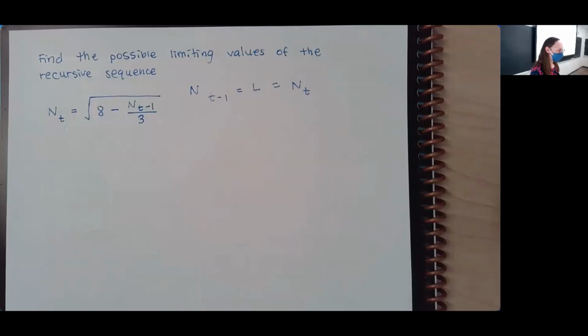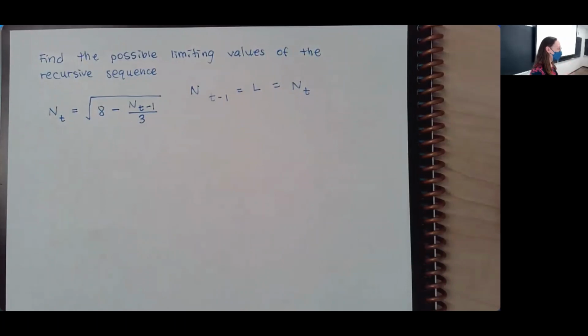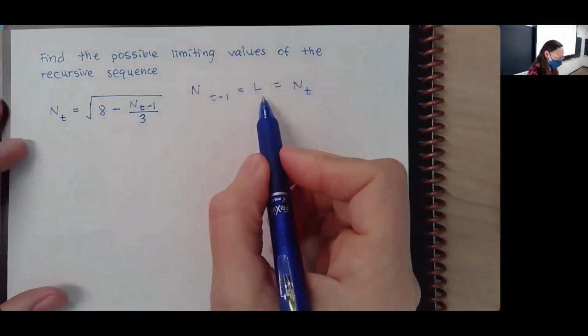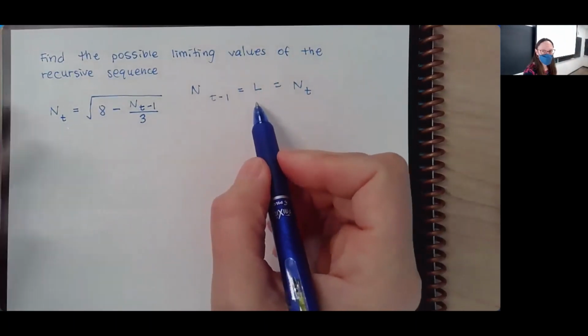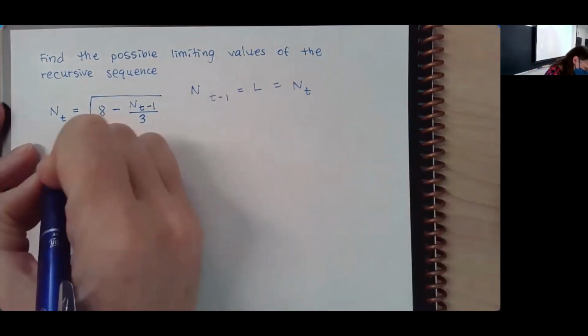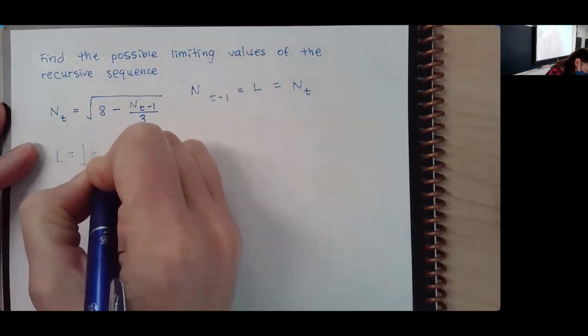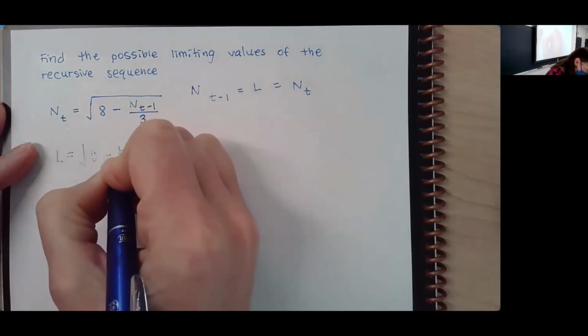Okay, but if they didn't give you that limit, like, because we have to find the limits, right? Yeah, so I don't know what the limit is. That's why I'm just calling it L. And then we're gonna try to figure out what the limit is. So I'm just gonna call that limit L and then try to find it. Well, that means I'm looking at L is equal to the square root of 8 minus L over 3.